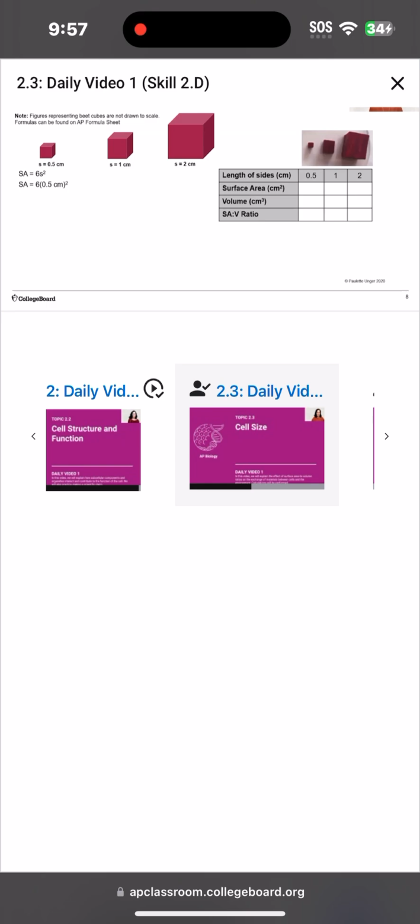So 0.5 times 0.5 is 0.25 centimeters squared, and we'll multiply that by 6 to get a surface area of 1.5 centimeters squared for our small cube. And I filled that in the table for us.